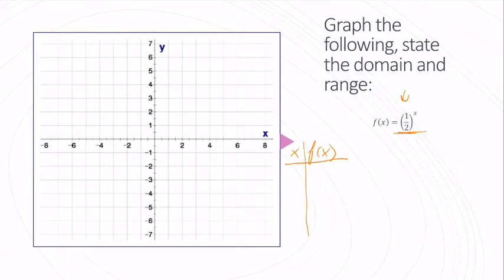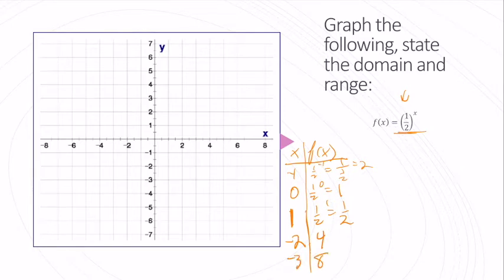So when x is -1, I have (1/2)^-1. Well, that's 1 over 1/2, which is 2. When x is 0, I have (1/2)^0, which is just 1. When x is 1, I have (1/2)^1, which is 1/2. I'm going to find a couple more values. Let's show that when x is -2, y is 4. When x is -3, y is 8.